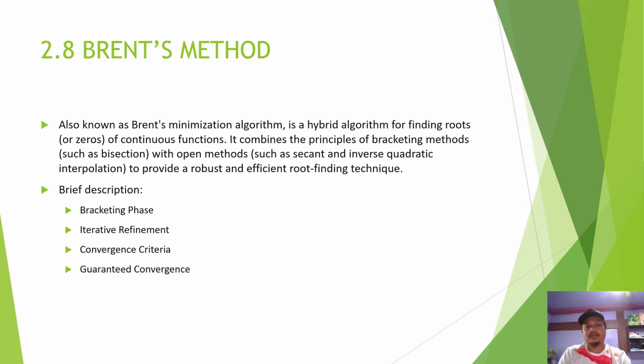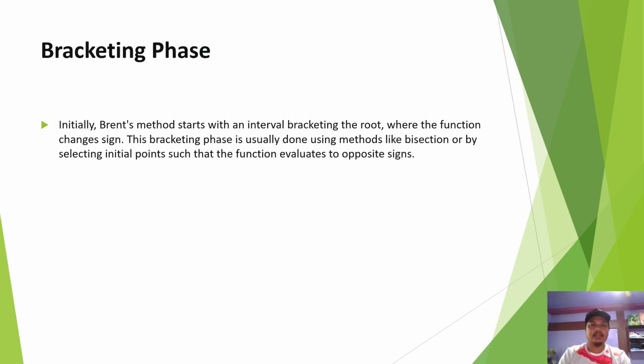So Brent's method has four stages of determining the roots. First is the bracketing phase, iterative refinement, the convergence criteria, and guaranteed convergence. So first is the bracketing phase.